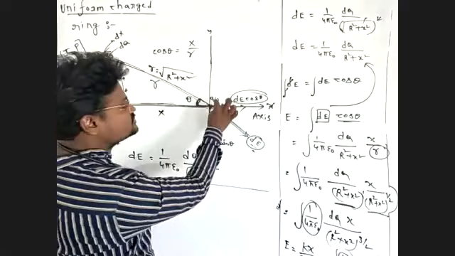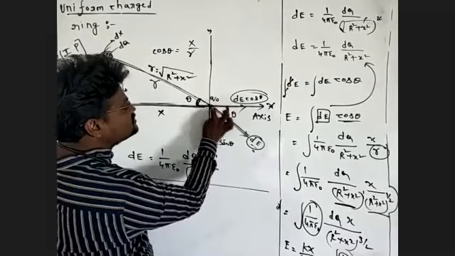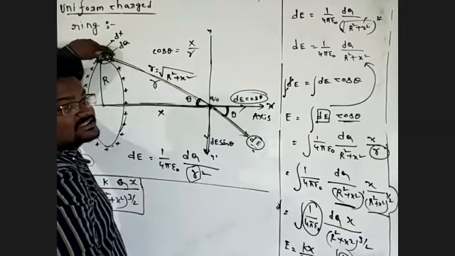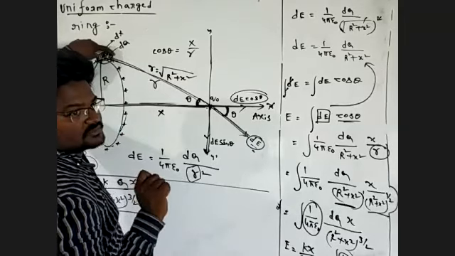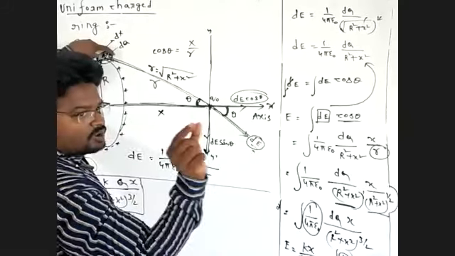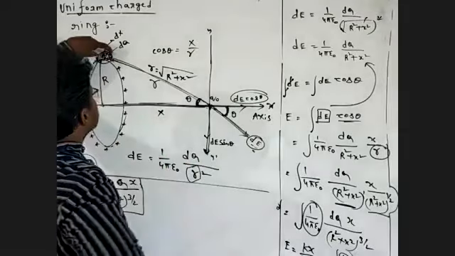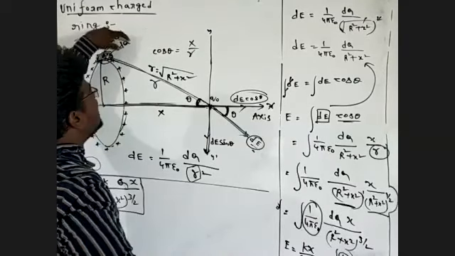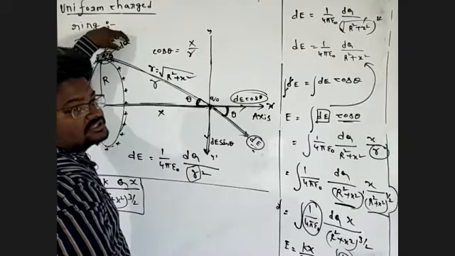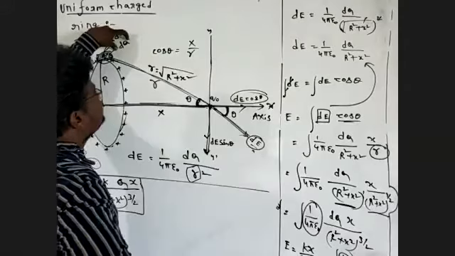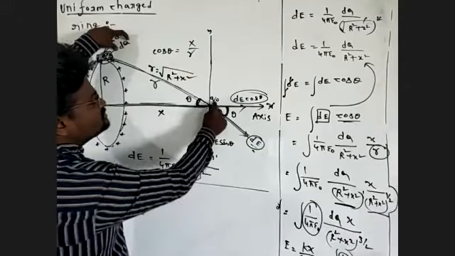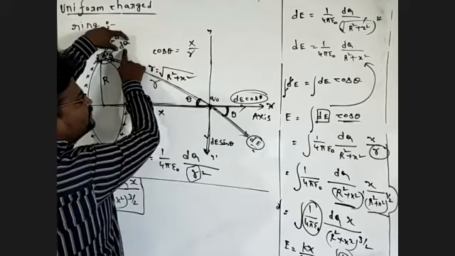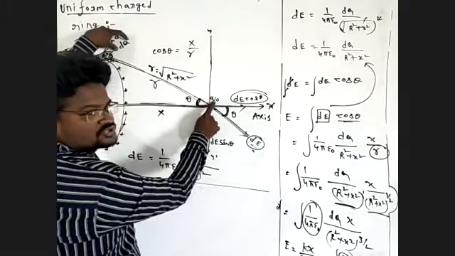And this is q naught. q naught is a test charge. The test charge is kept on the x-axis. This is dx. dx means a small element, a small part of the ring of length dx. This dx length has a small charge, that is dq. This is dq, a small charge. This dq is a positive charge. q naught is a positive charge.